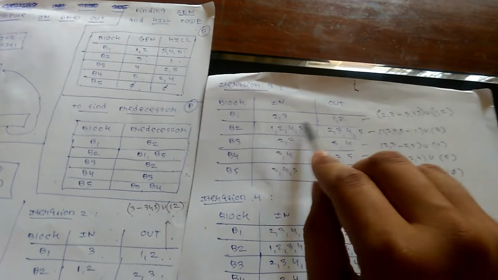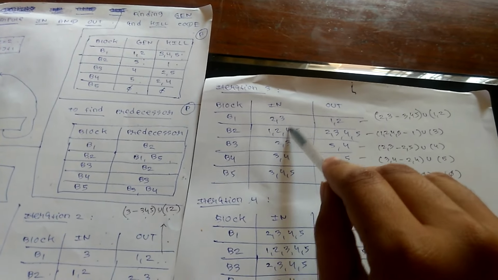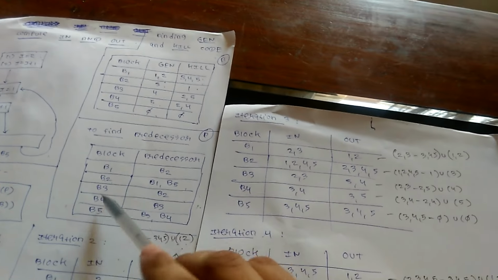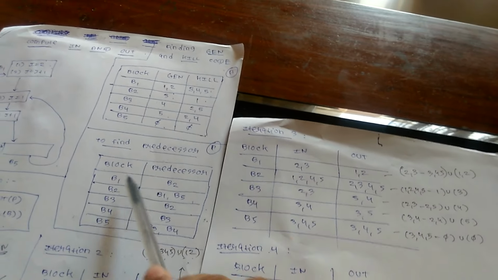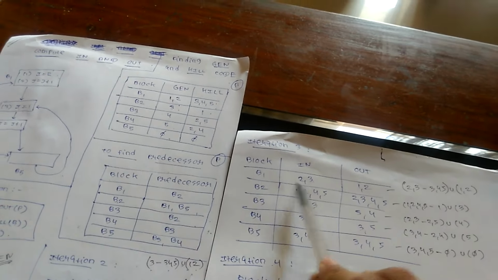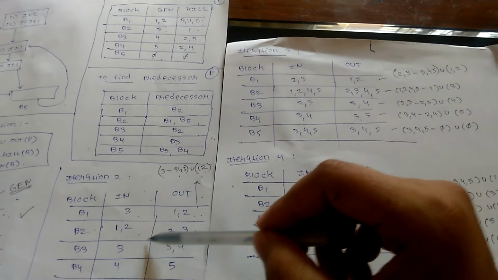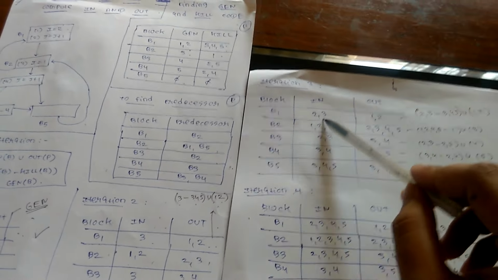I will tell you the first example. In B1, what is 2 2 3? What is the predecessor of B1? B2. Then what is the out of B2 in iteration 2? Out of B2 is 2 3. So we will simply write in as 2 3.